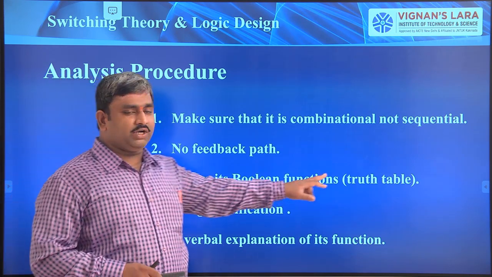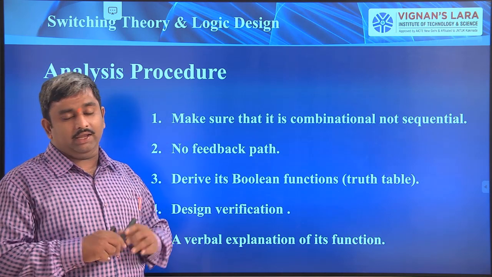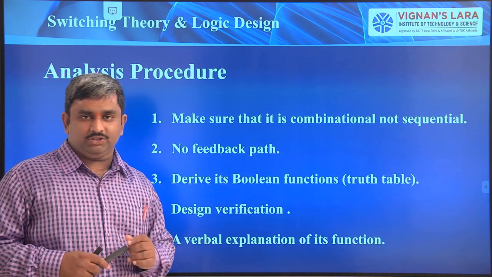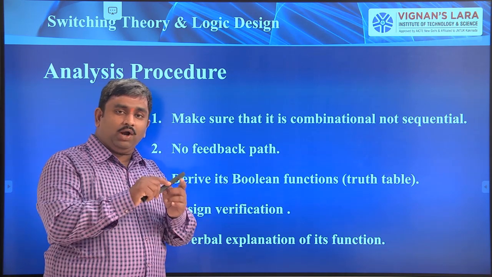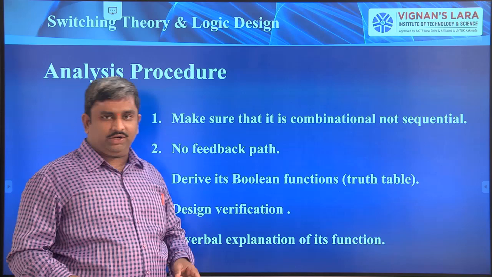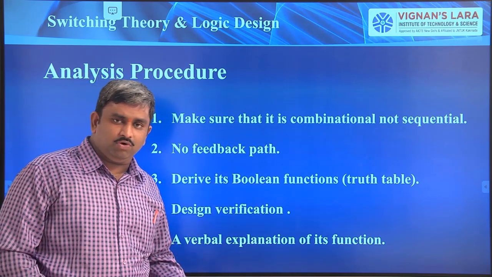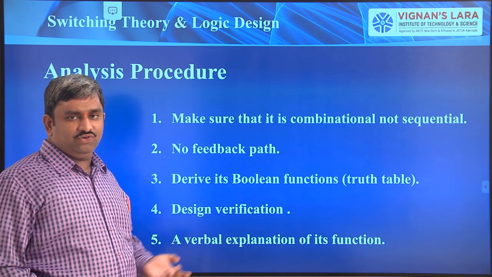Next, derive its Boolean functions and truth tables. After analyzing the circuit, it is either a combinational circuit or a sequential circuit. Now your task is to find the output function: Y is equal to what? And you have to draw the truth table also. What are the maximum possible combinations of inputs? What is the output?